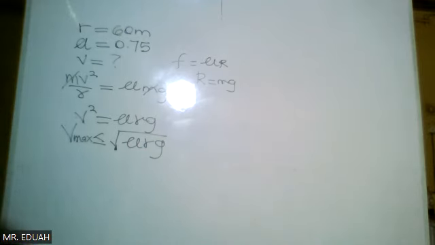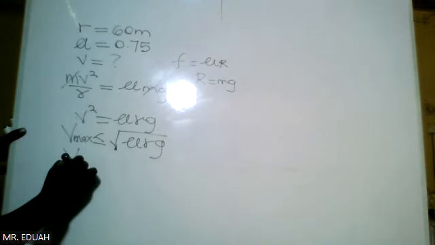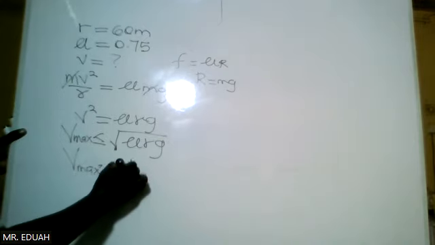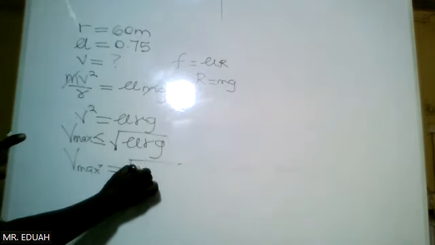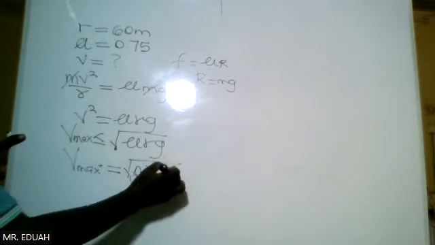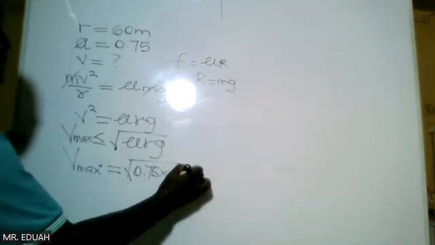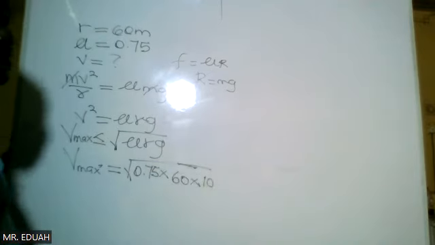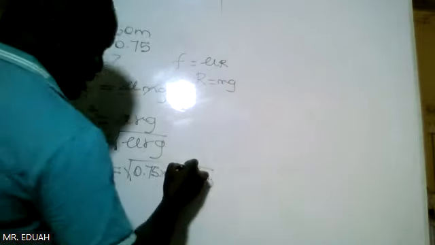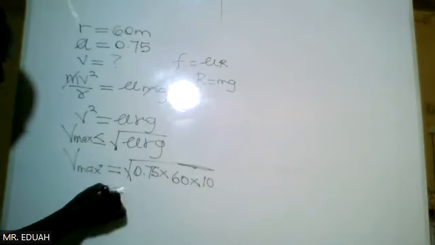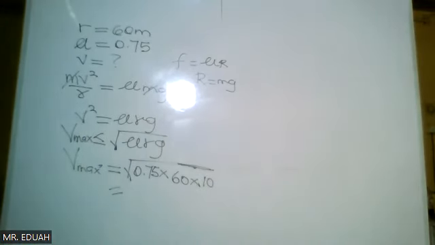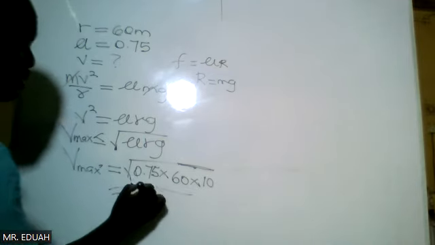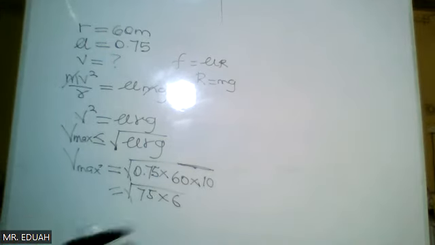So the question requires that we determine the maximum speed. So v maximum will simply be equal to the square root of 0.75 times the radius, which is 60, times gravity. We are not given a specific value for gravity, so we take 10. Please help me calculate. This will be equal to 75 times 6. Then you take the square root. The square root of 75 times 6 would give us the maximum speed. Please calculate it for me.